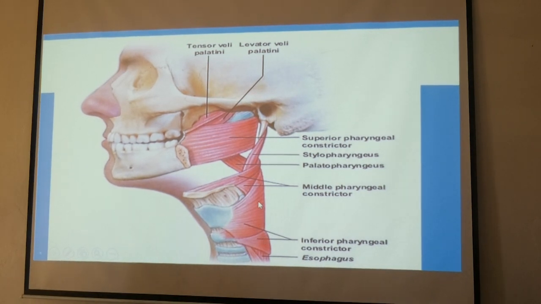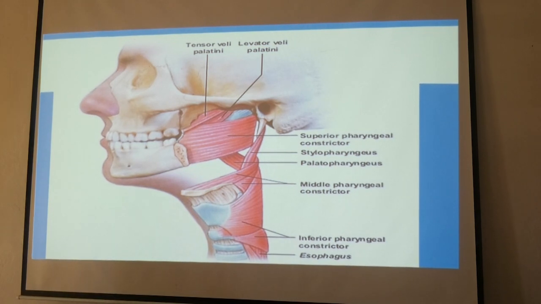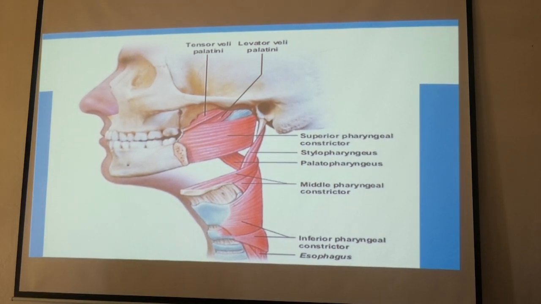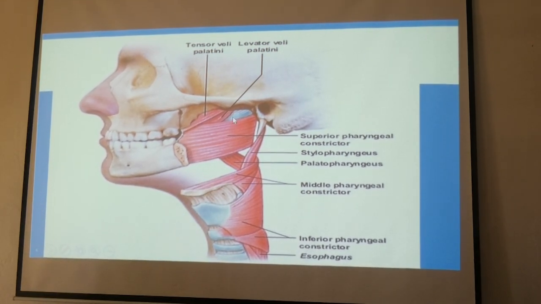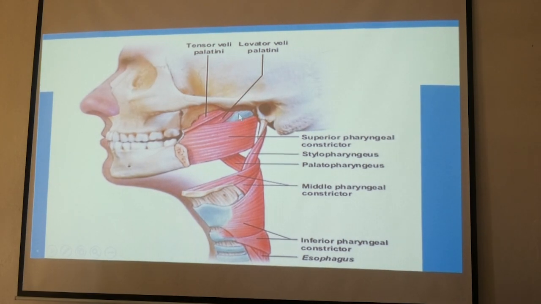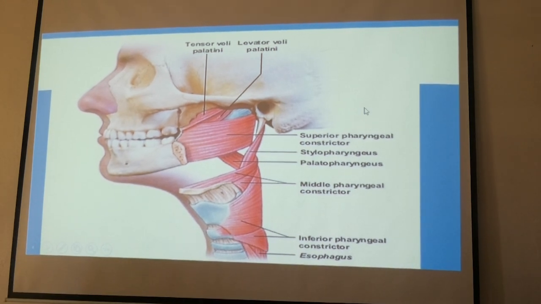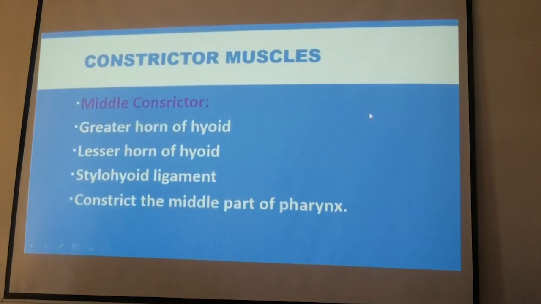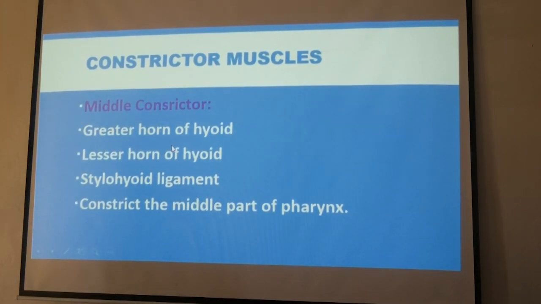Okay, structures passing through the constrictor. Which are the structures passing through the constrictor? Okay, so see there are so many spaces. You could see this space from here, some structures pass between the superior and middle, and between the middle and the inferior. Okay, now the middle constrictor, greater horn of the hyoid. If you could remember the hyoid bone, okay.